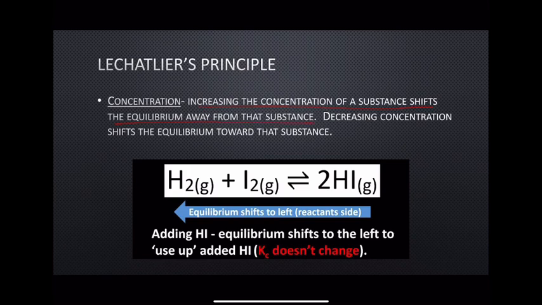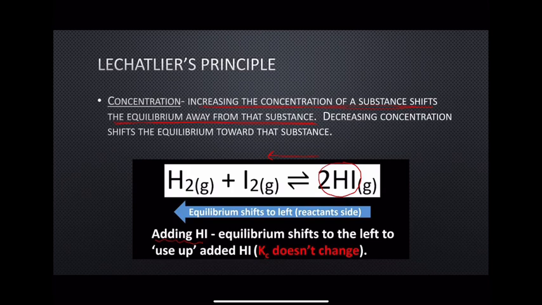Okay? So this example says adding HI. Here's our HI. So if we add more of it, it says if we increase the concentration of a substance, it's going to shift our equilibrium away from that substance. So that means our equilibrium is going to be shifted to the left. HI is here on the right. So the equilibrium is going to move in the opposite direction.